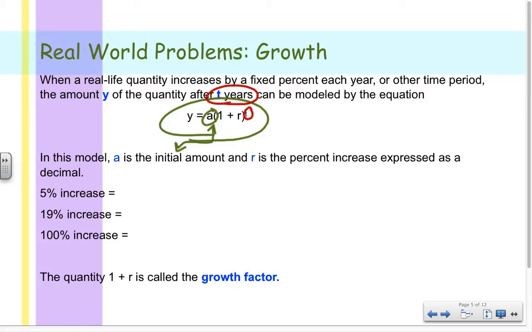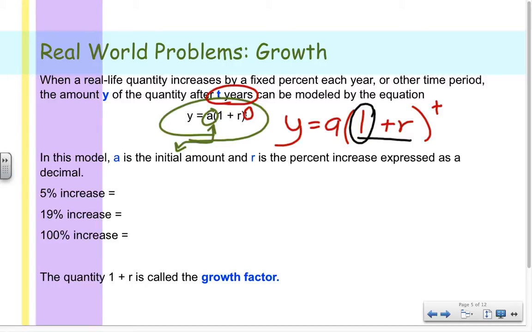And just looking at this structurally, when I write all of this out, T is an exponent, A is basically a coefficient in front of this term, 1 plus R. The 1 is always going to be there. That does not change. And then R stands for the rate. So at what rate is our substance increasing or decreasing?